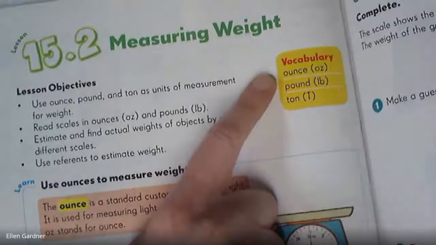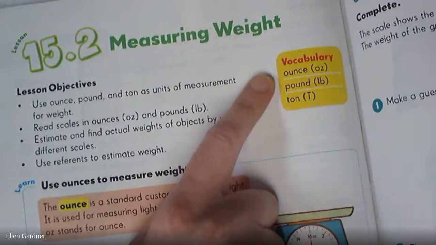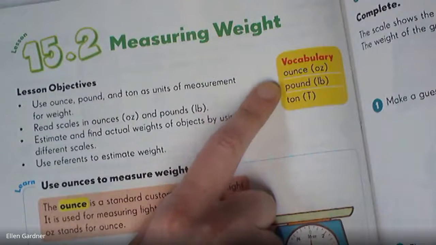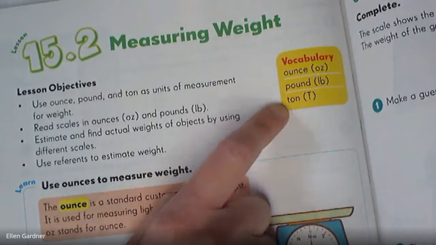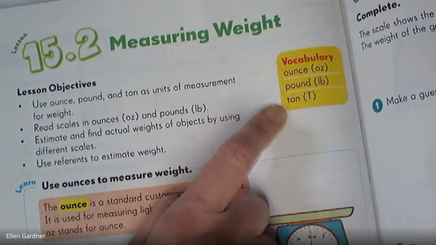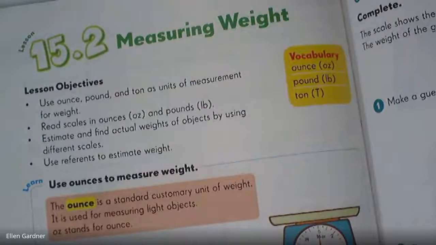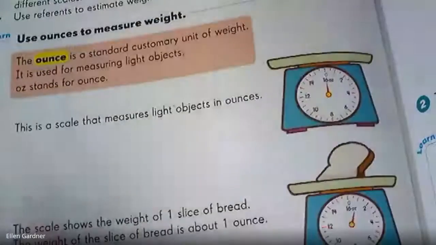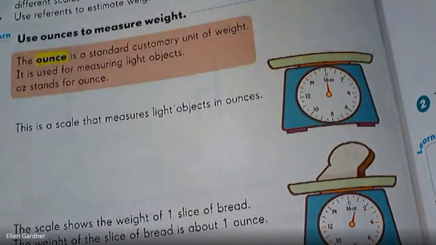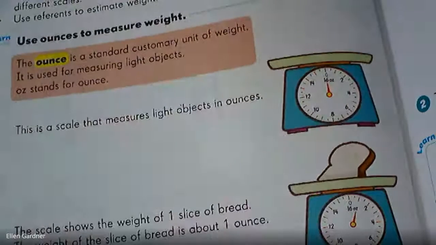For food, you might measure the weight of food in ounces. You would measure the weight of like yourself in pounds, and you'd measure the weight of like an elephant or a car in tons. Okay, so this shows us a scale that measures things in ounces. It says an ounce. Actually, could I have Rashi read this pink box for us?